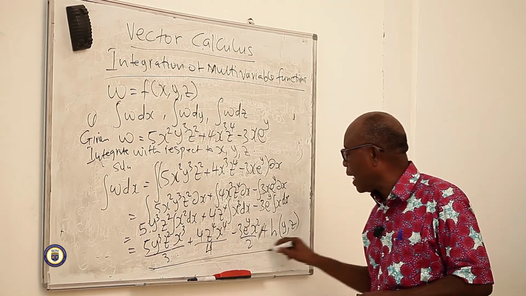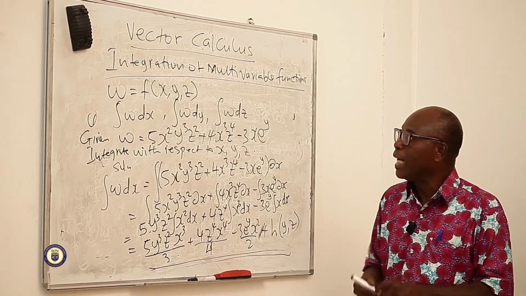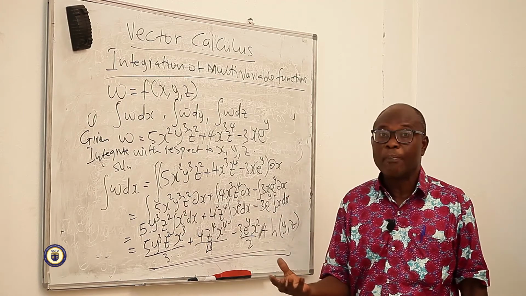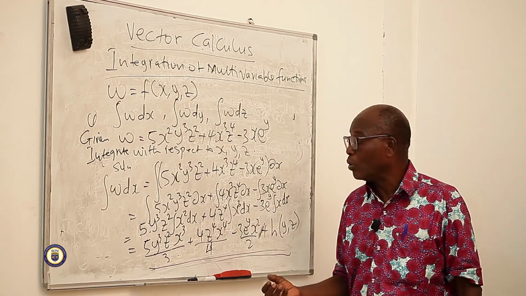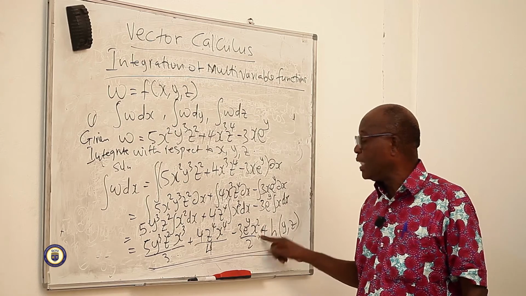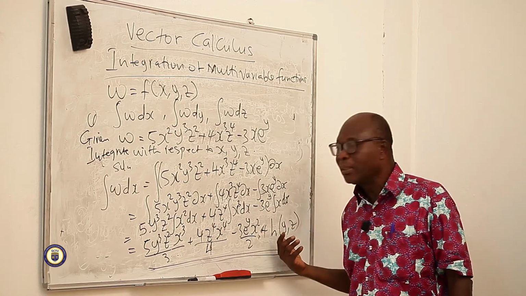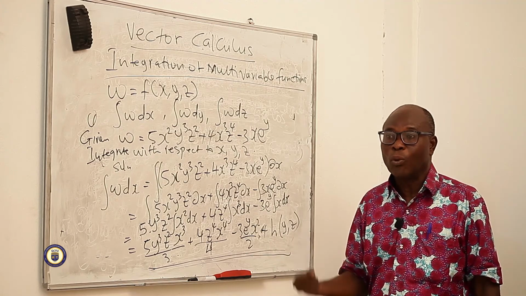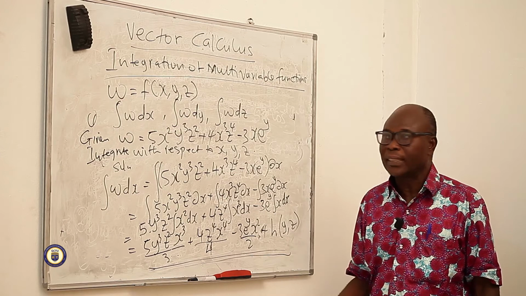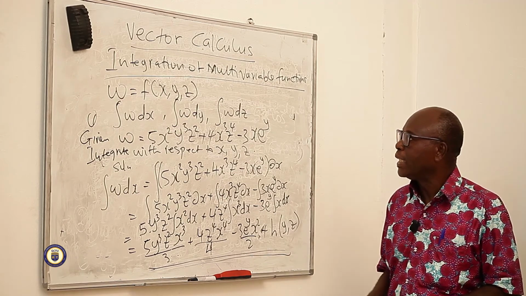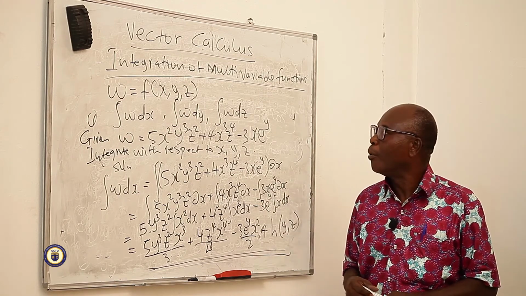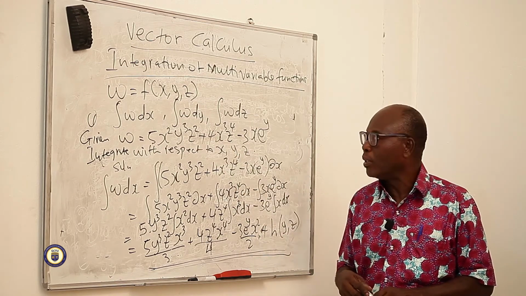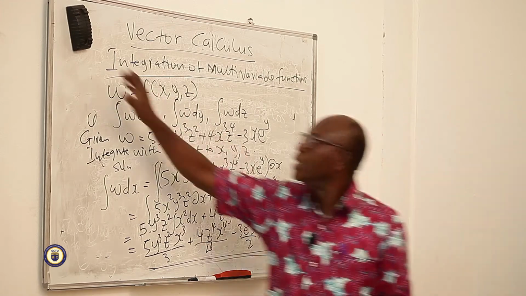So this is what we get if you integrate w with respect to x, that is, keeping y and z components as constants. And then after integration, the constant of integration becomes a function in both y and z, because we kept y and z as constants. And so we can take the second example, that is integrate w with respect to y. Let's quickly do that and then we make progress.